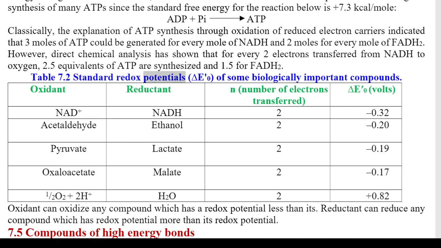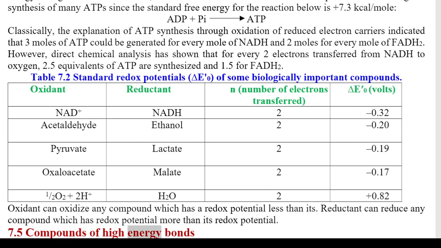Table 7.2 Standard redox potentials, E0', of some biologically important compounds. Oxidant, reductant, n, number of electrons transferred, E0', volts. NAD+, NADH, 2, -0.32. Acetaldehyde, ethanol, 2, -0.20. Pyruvate, lactate, 2, -0.19. Oxaloacetate, malate, 2, -0.17. 1/2 O2 plus 2H+, H2O, 2, plus 0.82. An oxidant can oxidize any compound which has a redox potential less than its own. A reductant can reduce any compound which has a redox potential more than its own redox potential.